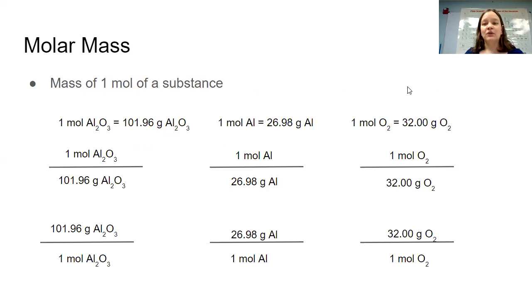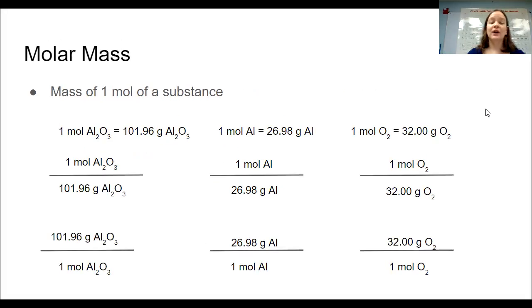All right, we talked about molar mass already earlier this year. Molar mass is defined as the mass of 1 mole of a substance. So remember, 1 mole is Avogadro's number of particles. It's like saying a dozen, but a dozen sugar cookies are not going to have the same mass as a dozen eggs. So each substance, each element or compound, is going to have a different mass for 1 mole.